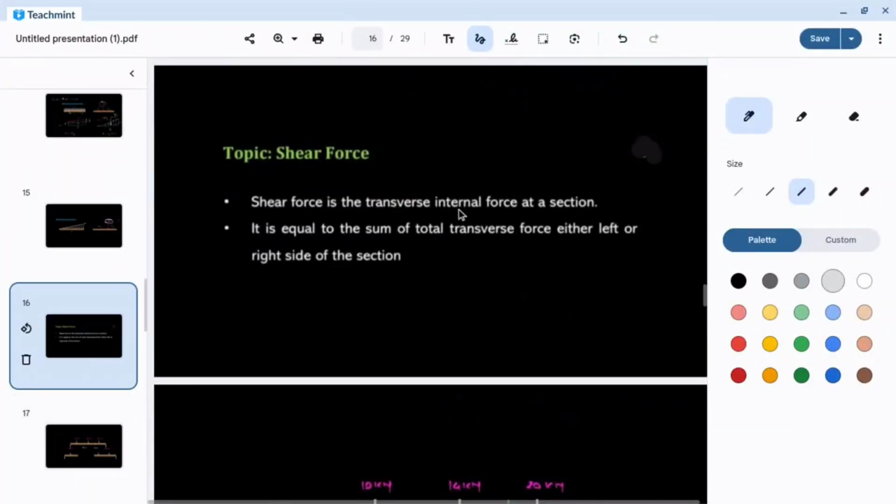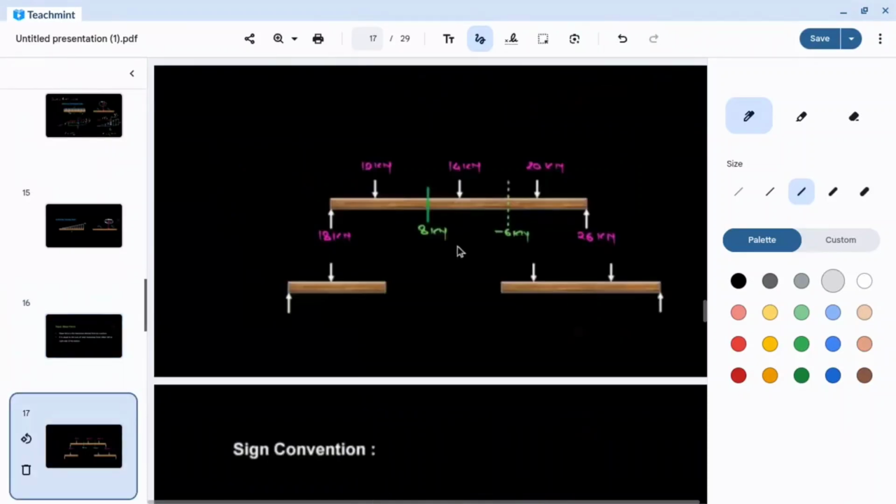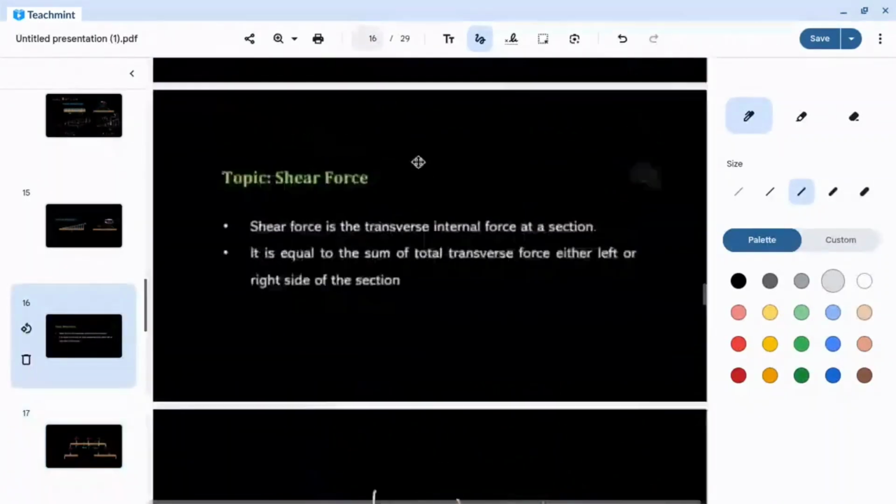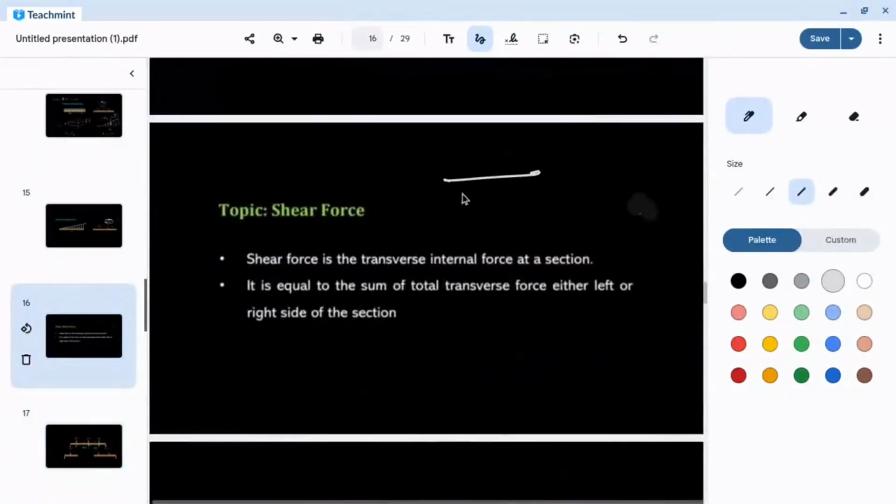Shear force. Because of the external load P, internal forces are developed at the section. The internal force transverse, perpendicular to the beam, is called the shear force. Suppose we take the beam.